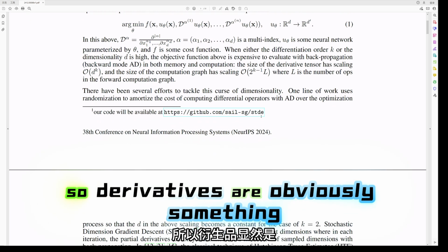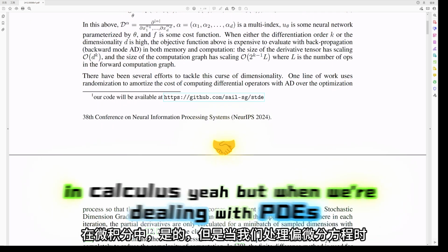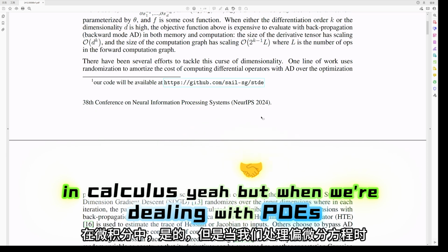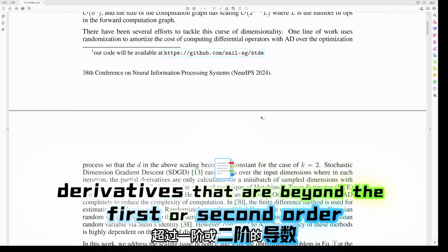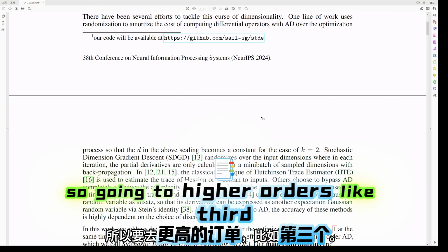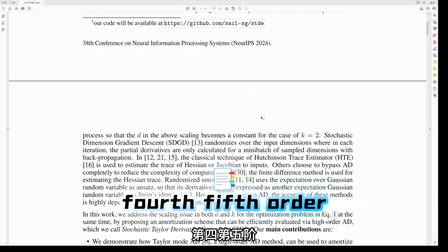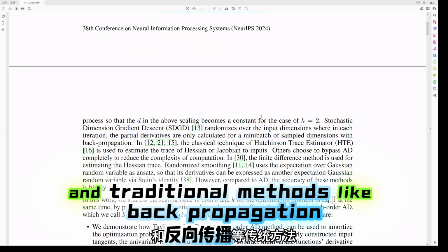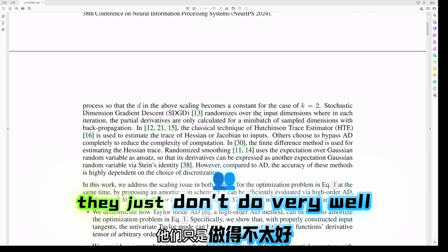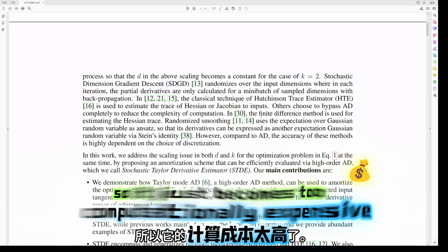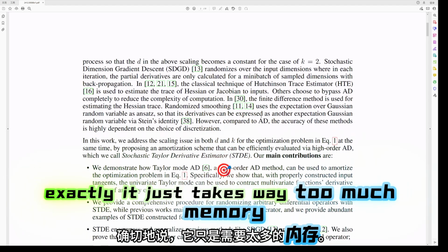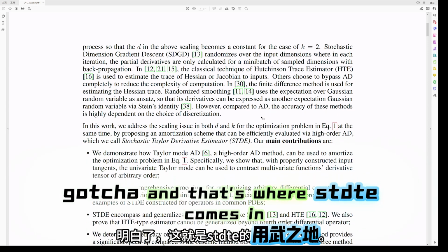Derivatives are something we've used for a very long time in calculus. But when we're dealing with PDEs, oftentimes we need to calculate derivatives that are beyond the first or second order. So going to higher orders like third, fourth, fifth order, traditional methods like back-propagation just don't do very well. So it becomes too computationally expensive. Exactly. It just takes way too much memory. Gotcha. And that's where STDE comes in.